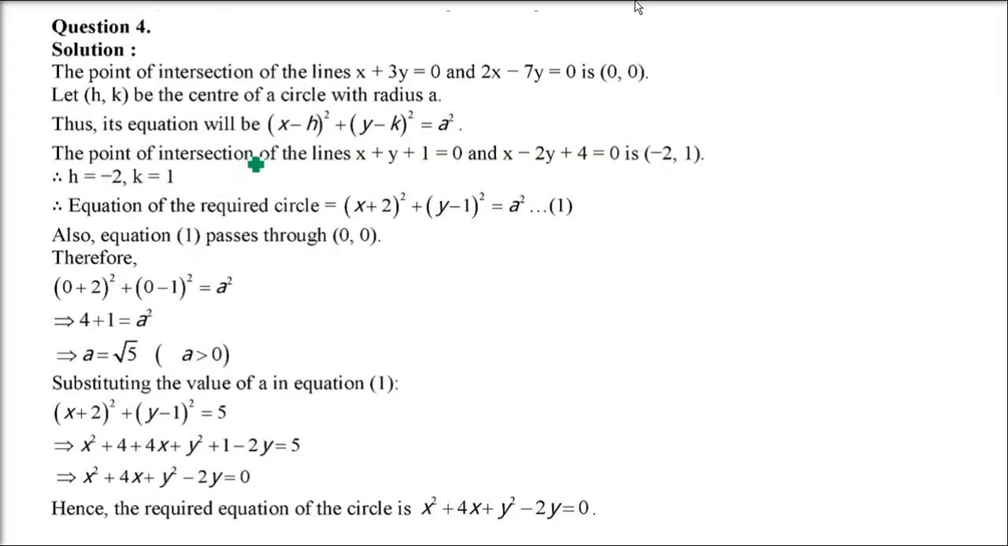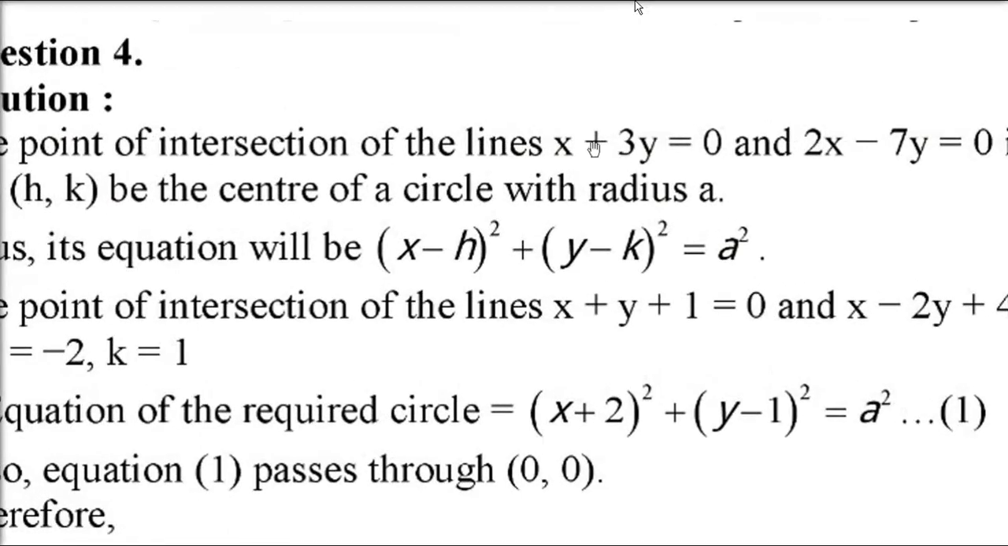This is question number 4. Find the equation of the circle passing through the point of intersection of the lines x plus 3y equals 0 and 2x minus 7y equals 0, and whose center is the point of intersection of the lines x plus y plus 1 equals 0 and x minus 2y plus 4 equals 0. So we need the center, we need the circle which is passing through some point, and those 2 points will only come from these 4 lines pairwise.